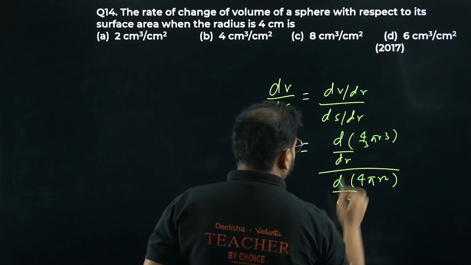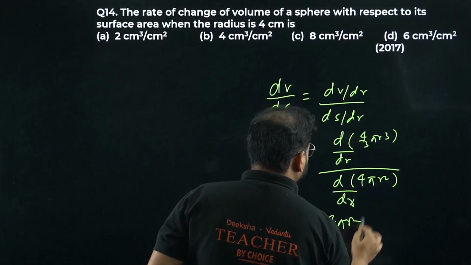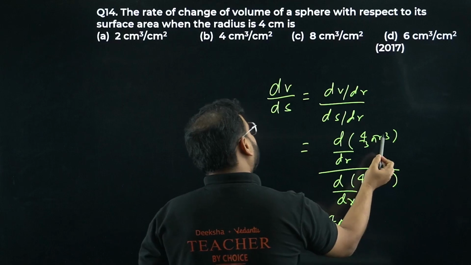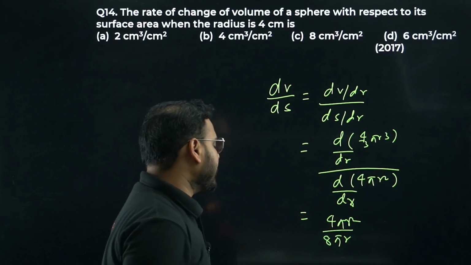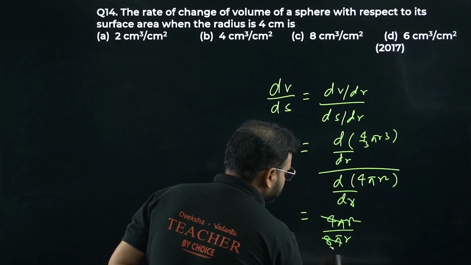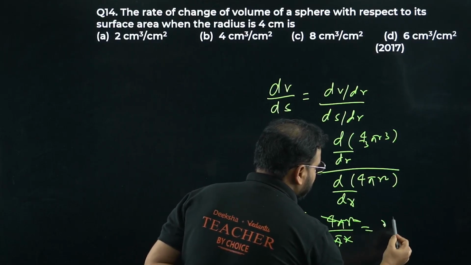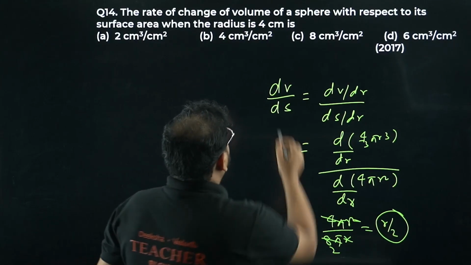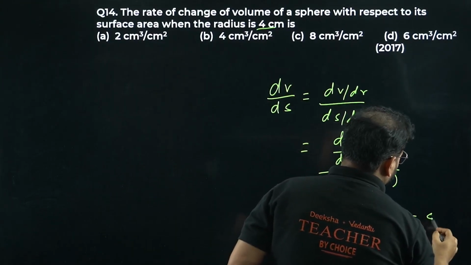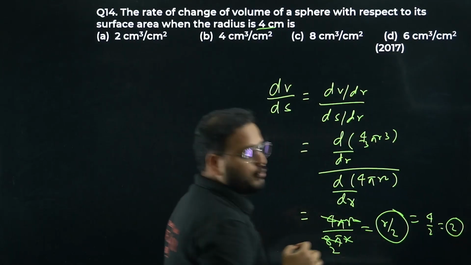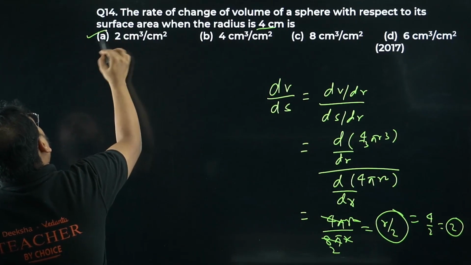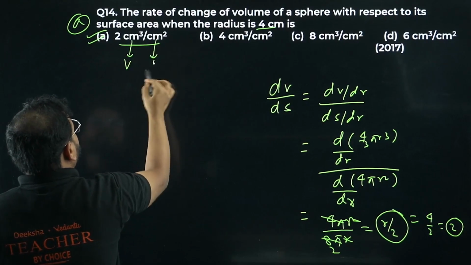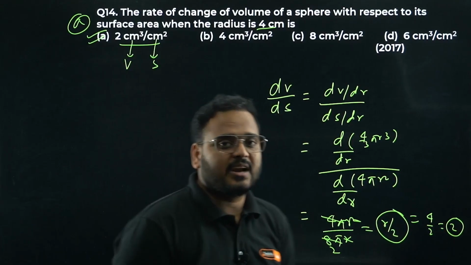You will have this value as 4 pi r square in the numerator, and this will be 8 pi r. You get 3 r cube, 3 r square. 3 and 3 will cancel. So 4 pi r square and 8 pi r. 4 pi cancels with 2, and this also cancels. You have the value as r by 2. So what have they given? R is given as 4, right? So you get this value as 4 by 2. Answer will turn out to be 2 only. Option A is correct, 2 centimeter cube per centimeter square. This is for the volume part and this is for the surface area part. Please check. So option A is correct for the 14th one.